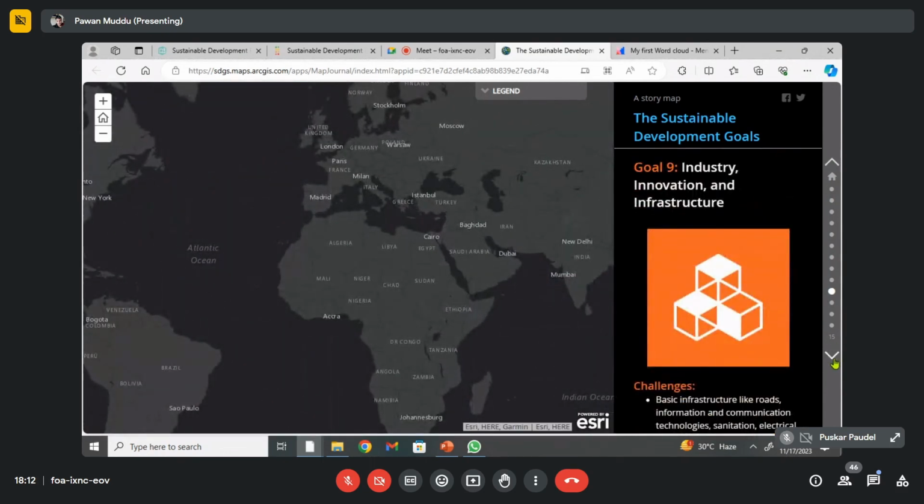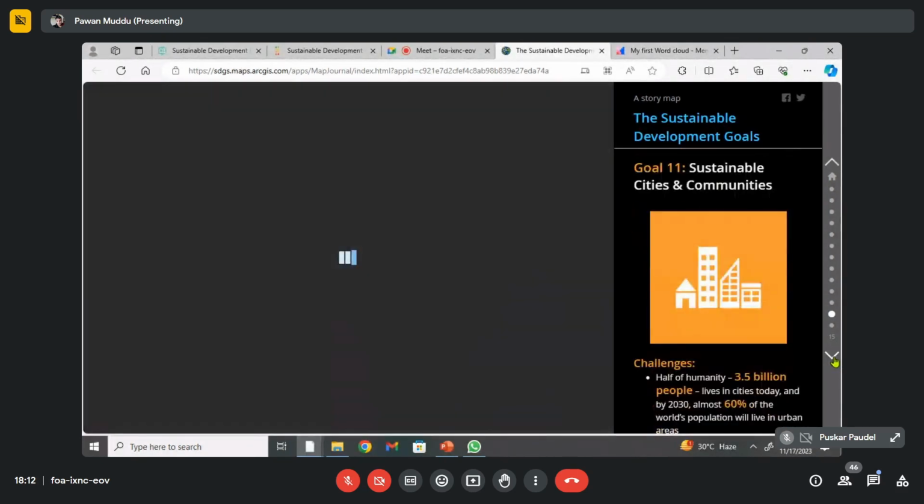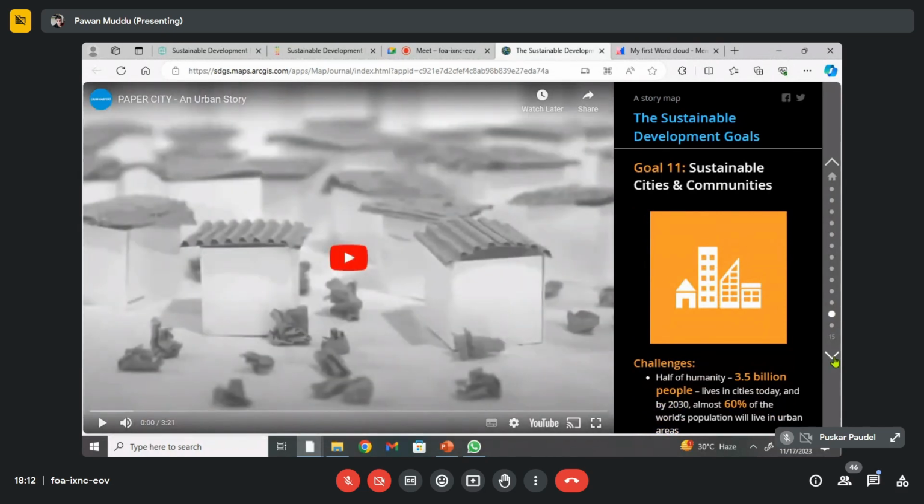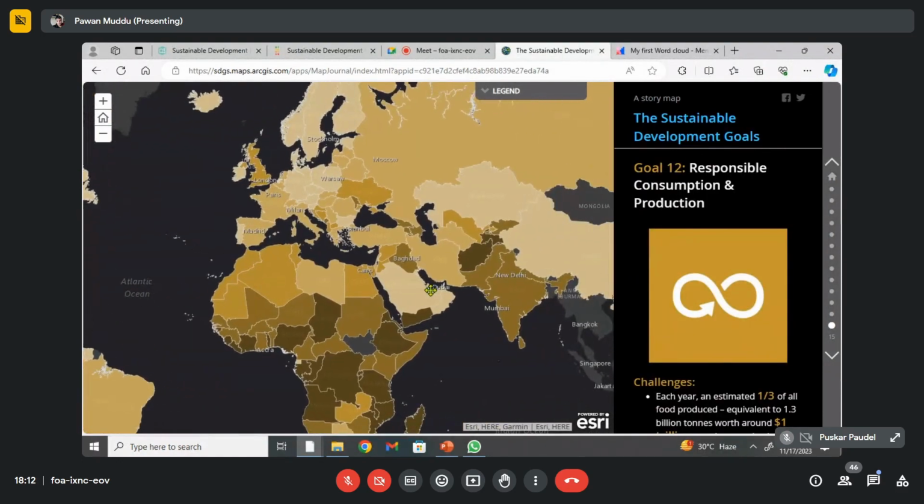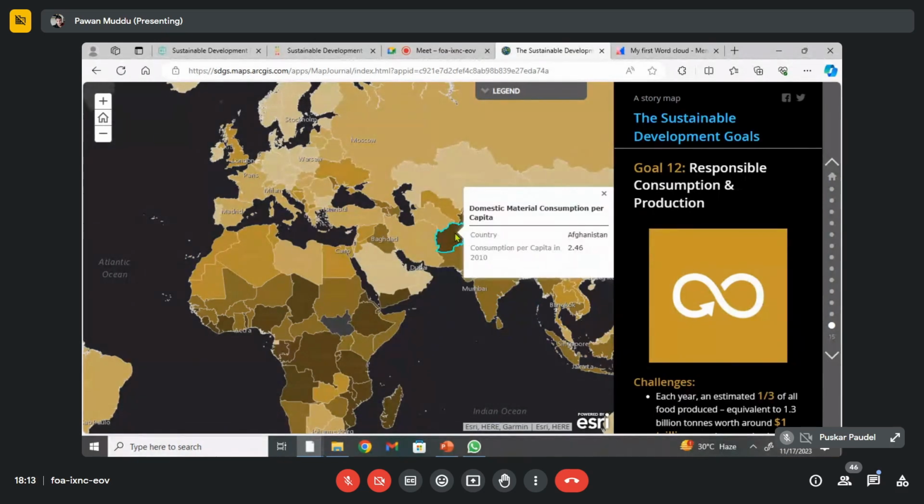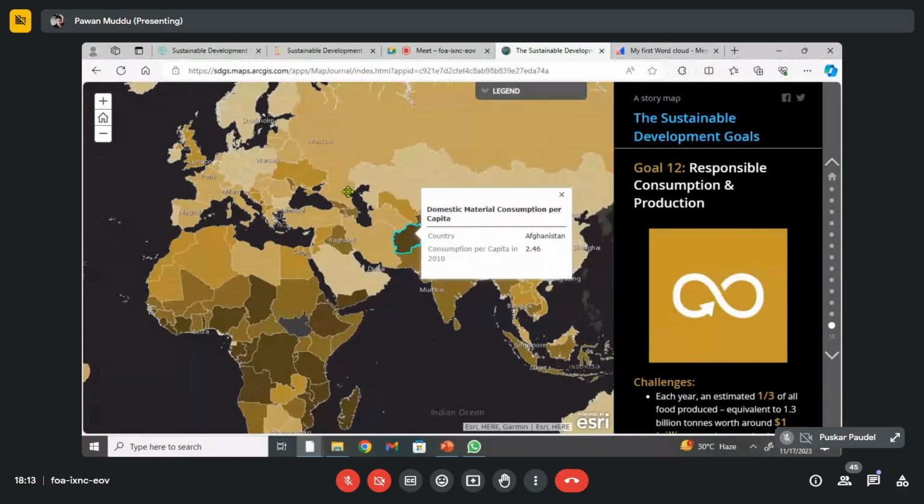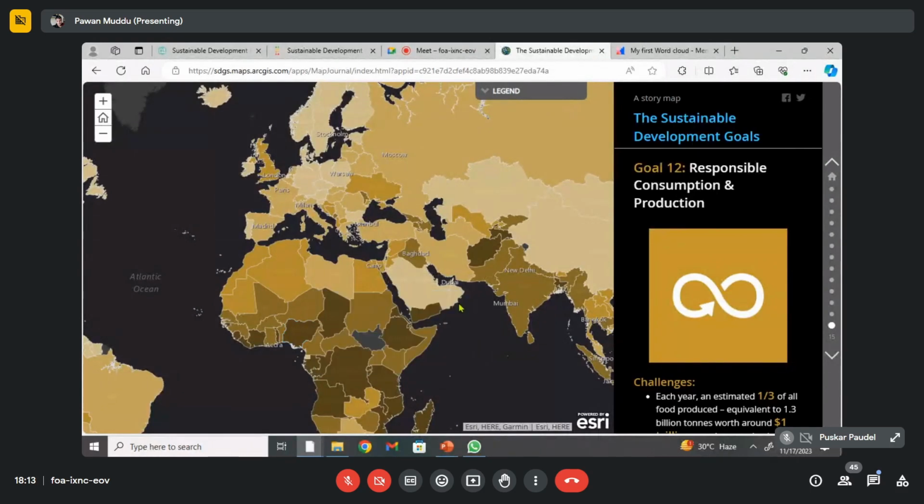Then we can also visualize goals like industry and innovation, reducing inequalities, sustainable cities and communities. I think Vibhu may talk better about it. Mr. Sinhar can talk better, and also certain consumptions, right? India's consumption of domestic material per capita is good, 4.7%. Then Afghanistan is a little bad, is worst, and when you come to these parts of the world, it's still worse. So this is where you can improve.